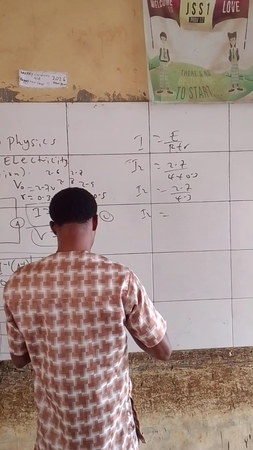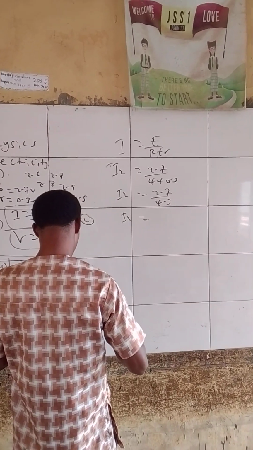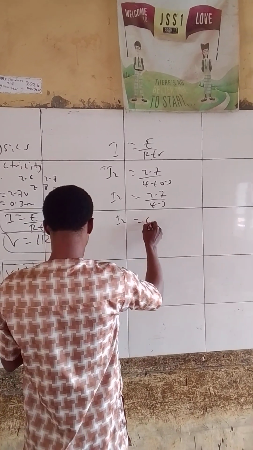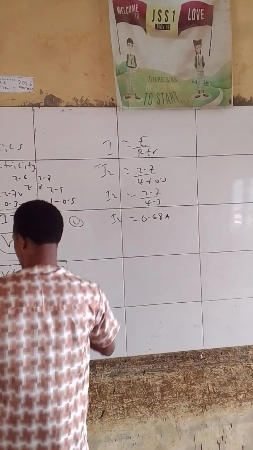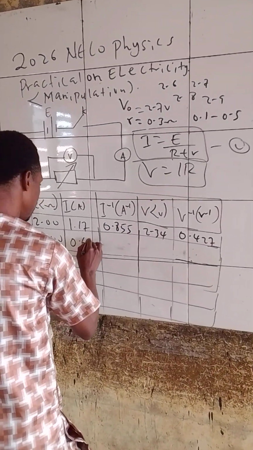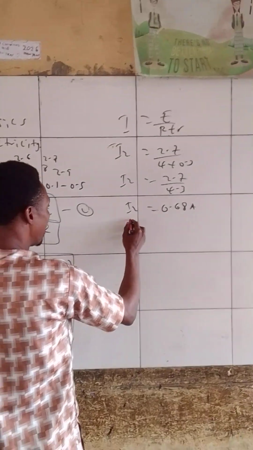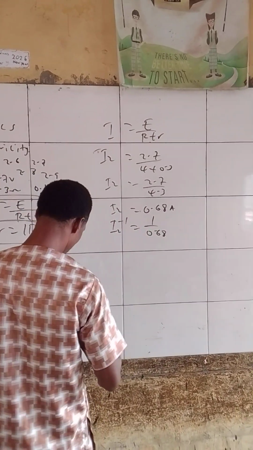Now I'm going to use 2.7 divided by 4.3. And that will give me 0.28 ampere. So from here, it gives me 0.68 ampere to this mark. So I'll get my I inverse. So that is 1 divided by 0.68. That is my I inverse.